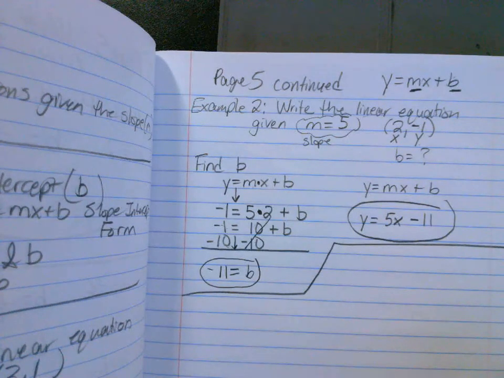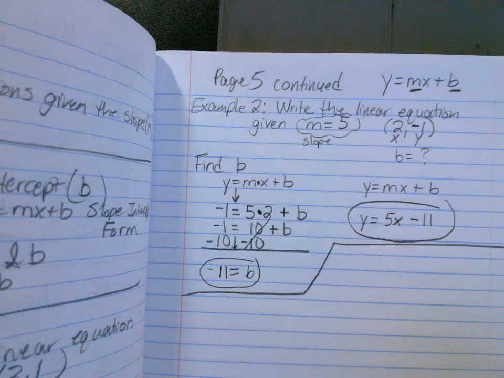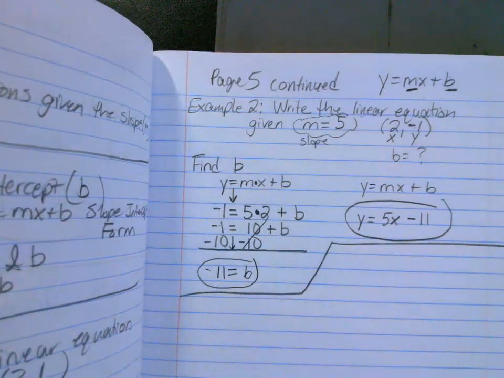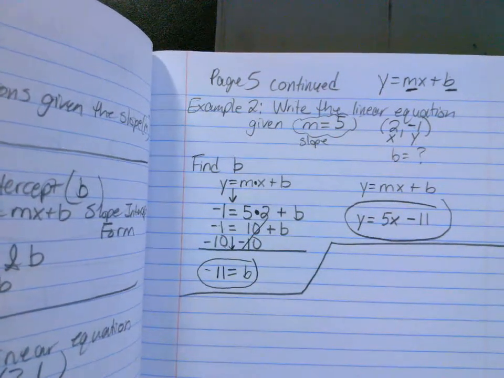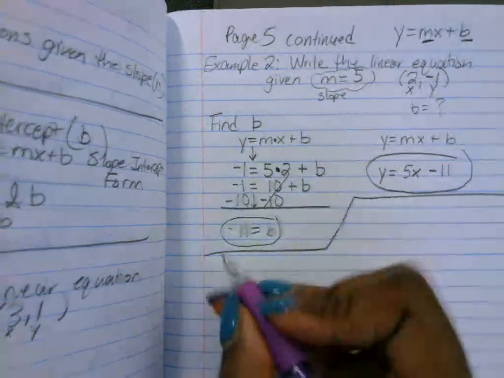Okay? We're going to do one more, and then I'm going to put you with a partner. Raise your hand if you're still writing. Okay? Let me know when you're finished. All right, here we go. Let's try example number 3, okay?